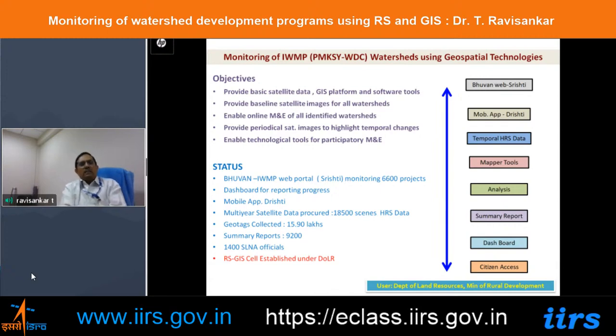And the status of this project right now, we can see, is that the Bhuvan IWMP web portal called Srishti is in place, and 6,600 projects are monitored. A dashboard is prepared for reporting the progress. Then the mobile app Drishti is developed and made popular to all state nodal agencies to geotag the field level activities that they have done in the watersheds.